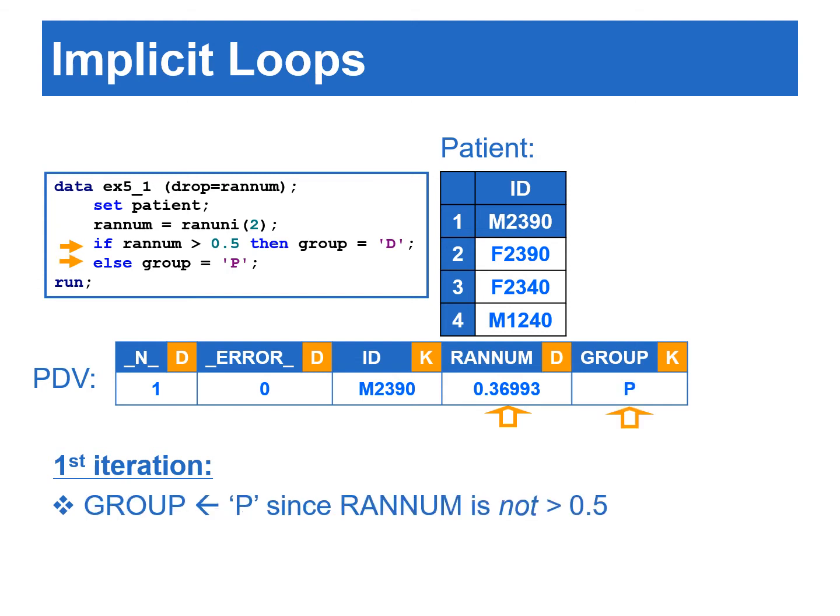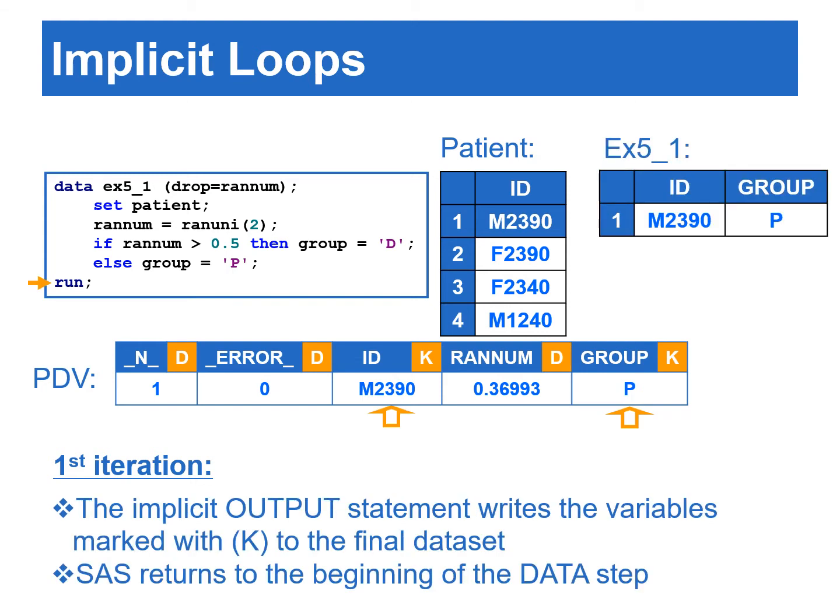Since this generated number is not greater than 0.5, the group variable is assigned with P. At the end of the data step, the implicit output copies the variables that are marked with K in the PDV to the output data set. Then SAS returns to the beginning of the data step.